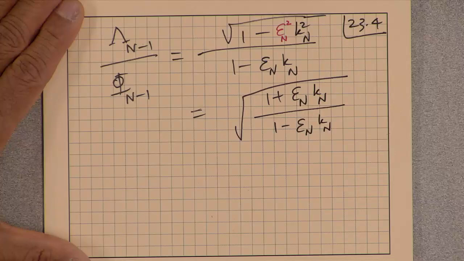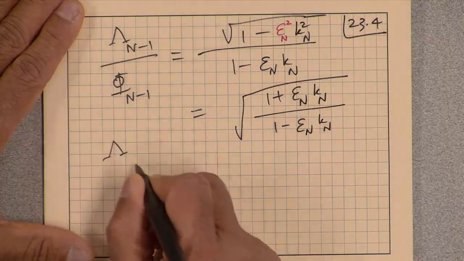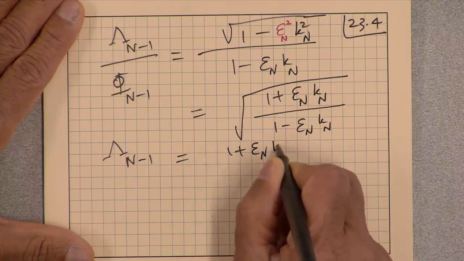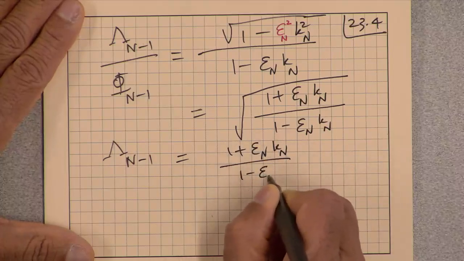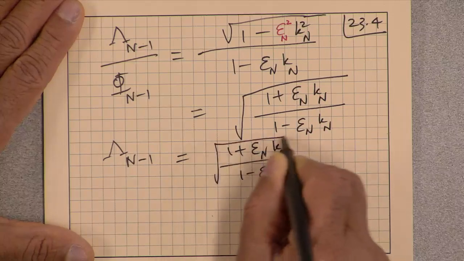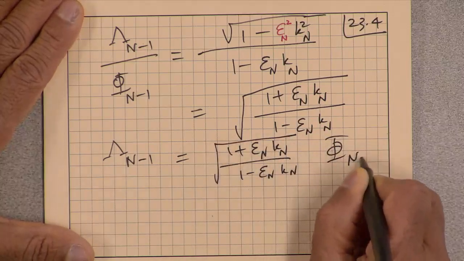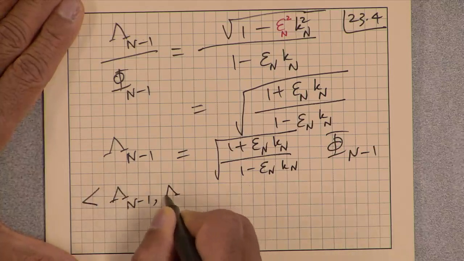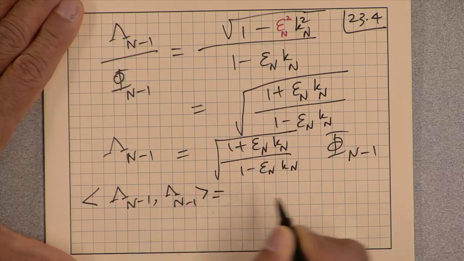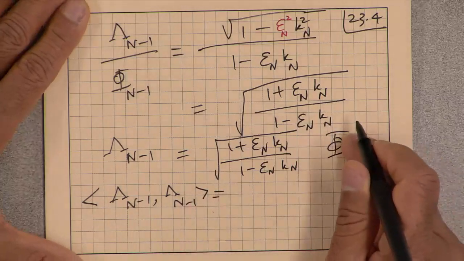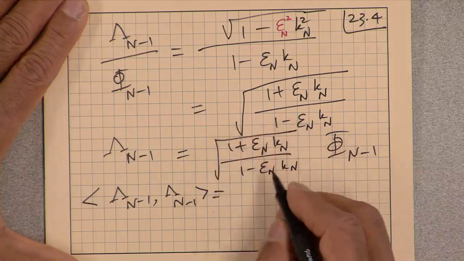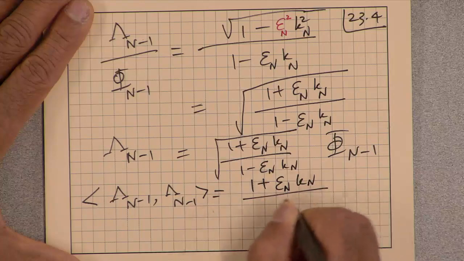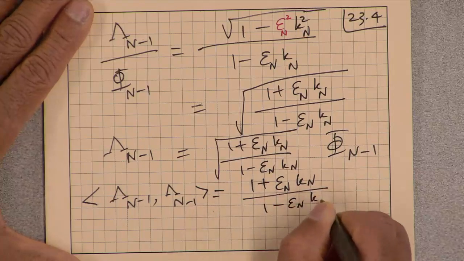Okay, so once we realize that, I can say lambda n minus 1 is equal to the square root of 1 plus epsilon n kn by 1 minus epsilon n kn, times phi n minus 1. So the inner product of lambda n minus 1 with itself, that inner product of phi with itself is 1. Take the square of this quantity. So that's going to be 1 plus epsilon n kn by 1 minus epsilon n kn. Okay.